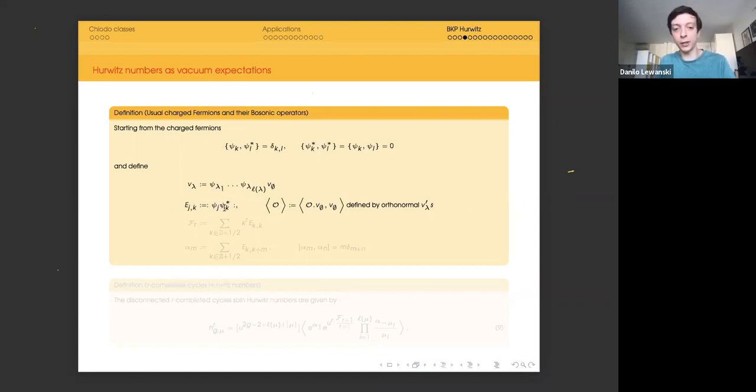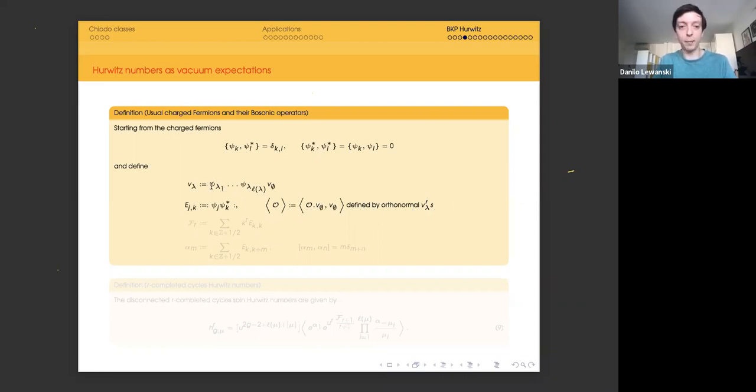What is the vacuum expectation? If you have some operator in the psi and in the psi star, its vacuum expectation is defined to be the orthonormal product between the operator applied to the vacuum and the vacuum. And this is defined by imposing that all the V lambdas are orthonormal. So the product between V lambda and V lambda is 1 for each lambda, and between V lambda and V mu, for mu different from lambda, is 0.